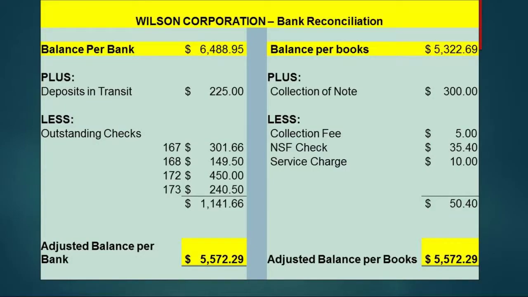So here you have it. Start with the bank. 6488.95 came straight off the bank statement. A deposit in transit was added, 225. The 4 outstanding checks were subtracted, and we have an adjusted bank balance of 5572.29. On the book side, we start with the T account cash. We add the collection of the note. We subtract the collection fee. We subtract the NSF check, and we subtract the service charge, and we get an adjusted balance per the books of 5572.29. These are in balance.